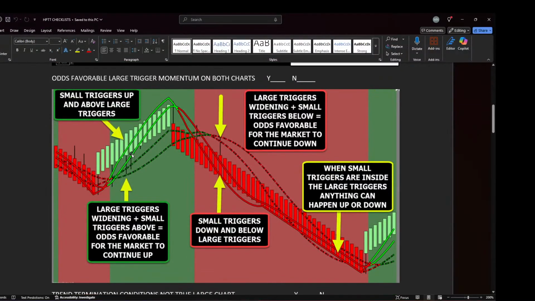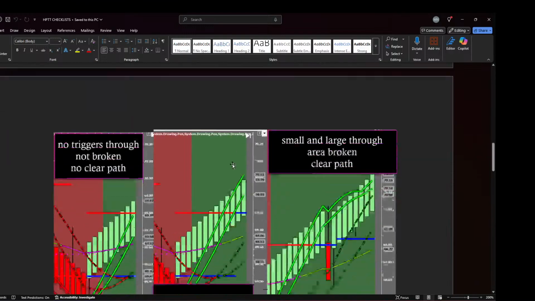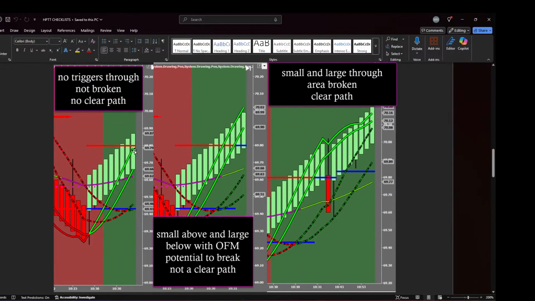Odds favorable momentum, strength and strength. It's the same look every chart. Large chart, small chart, range chart, month chart. Weakness will always be weakness. Know the difference between the two. Commit to trading with one. Termination conditions. No triggers through, not broken, no clear path. Rule 2, not met. Don't trade into the area. Whatever you have to say to sit on your hands.